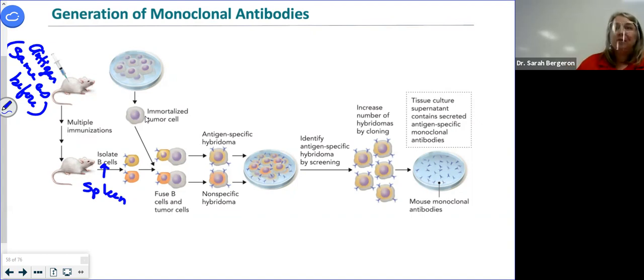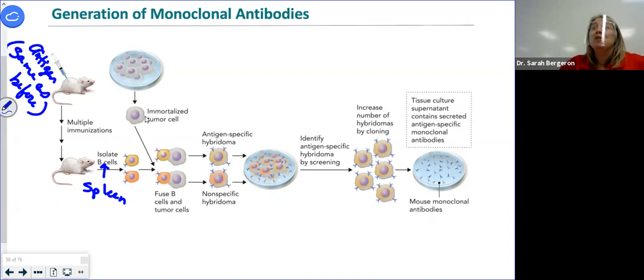HeLa cells. Anybody read The Immortal Life of Henrietta Lacks? But you heard about it. Yeah. So they collected those cells in, I want to say, like the 40-something. Anyway, I have used them in the lab.